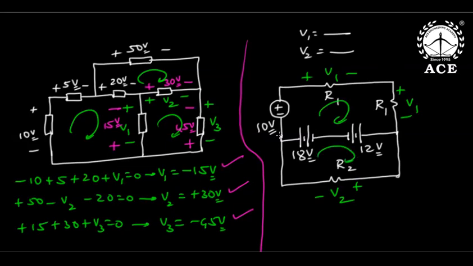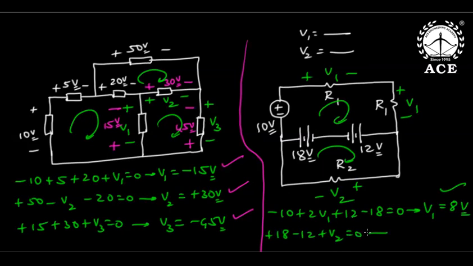If you write a KVL starting from here, minus 10 plus V1 plus V1, 2V1, plus 12 minus 18 is 0. So 2V1 is 28 minus 12, 16. V1 is plus 8 volt. Then second KVL, plus 18 minus 12 plus V2 is 0. So V2 is minus 6 volt. So the answers are V1 is plus 8, V2 is minus 6.